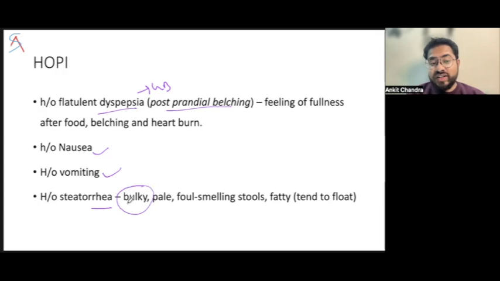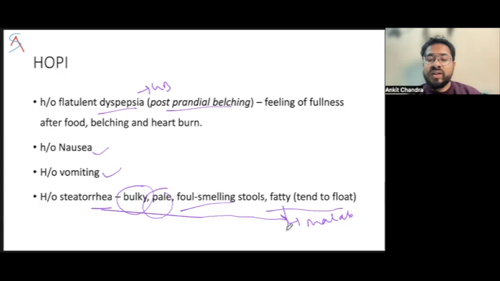Steatorrhea, I already told, is bulky. How do you ask in the history? Because the patient won't say I have steatorrhea, because it's medical language and jargon. So basically, you have to ask: is the stool fatty, pale, foul smelling, and when you flush it, does it tend to float? It denotes that there is a lot of fat in the stool, and there is malabsorption. Steatorrhea is a classical symptom of malabsorption and can be related to the pancreas because the pancreas secretes all the digestive enzymes.